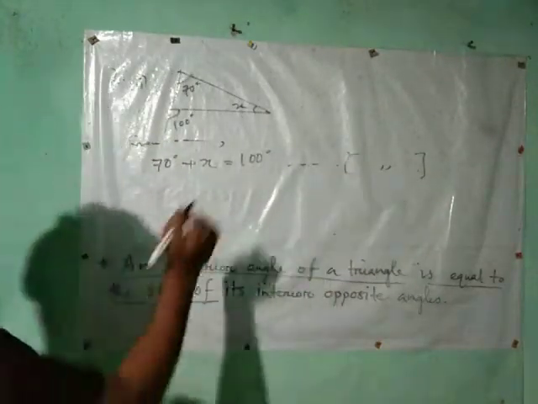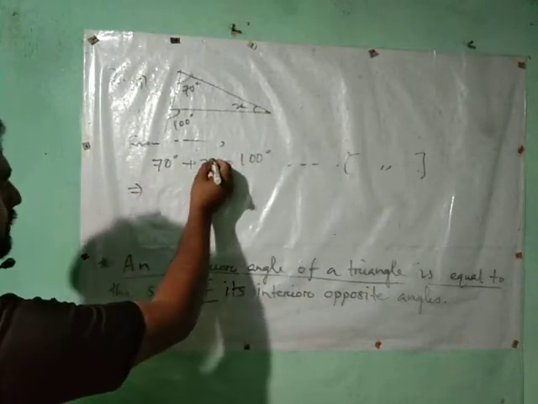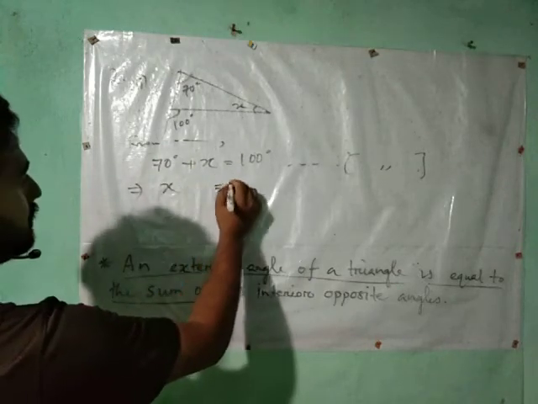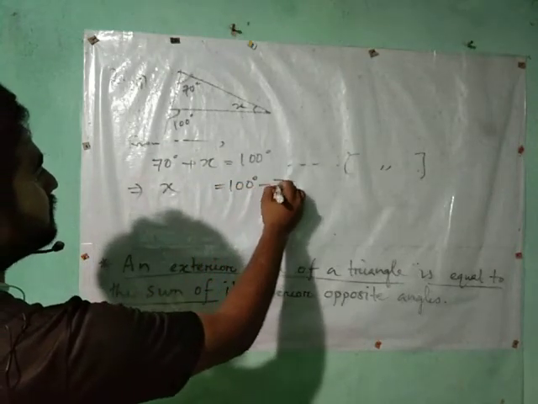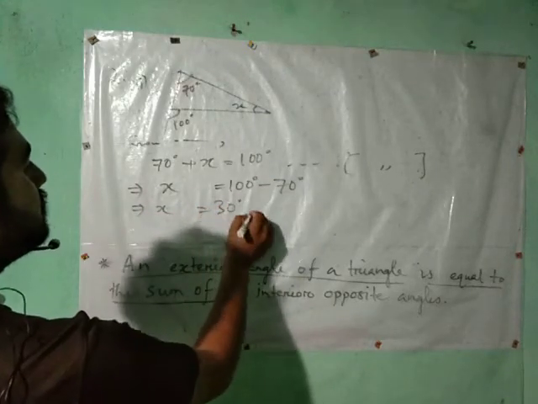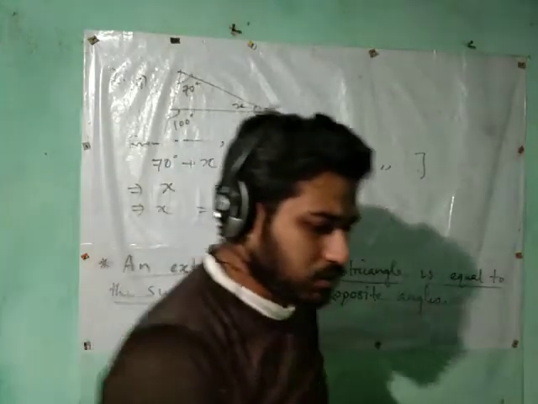You have to write that property here, that's all that remains to be written. Now you solve it. Keep x here, and transpose this towards the right hand side: 100 degree minus 70 degree. So your answer will be x equals 30 degree. So this is the answer. See how simple it is. The remaining questions I will not solve.